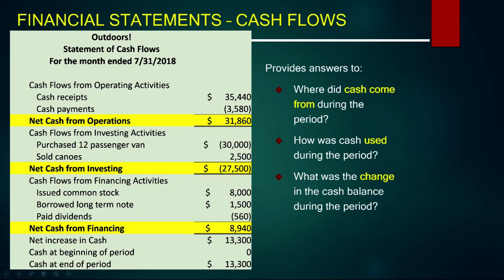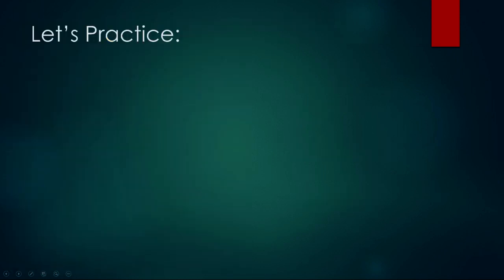And note that the cash at the end of the period, $13,300, is the same as the cash listed on the balance sheet. The income statement, the statement of retained earnings, and the cash flow are for a period of time. The balance sheet is for a point in time.